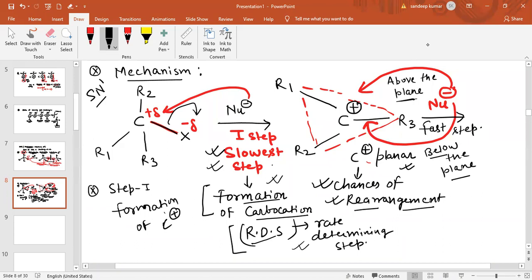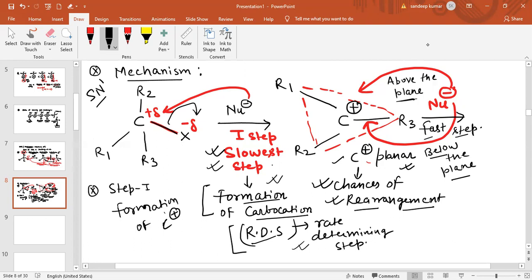When the leaving group is removed, it forms a carbocation which is planar in nature, and there is a chance of rearrangement. Now the second step is the fast step. In this step the nucleophile can attack from above the plane, and also from below the plane. So the first step is the RDS and the second step is the fast step. And the carbocation formed is planar, therefore there are chances of rearrangement.